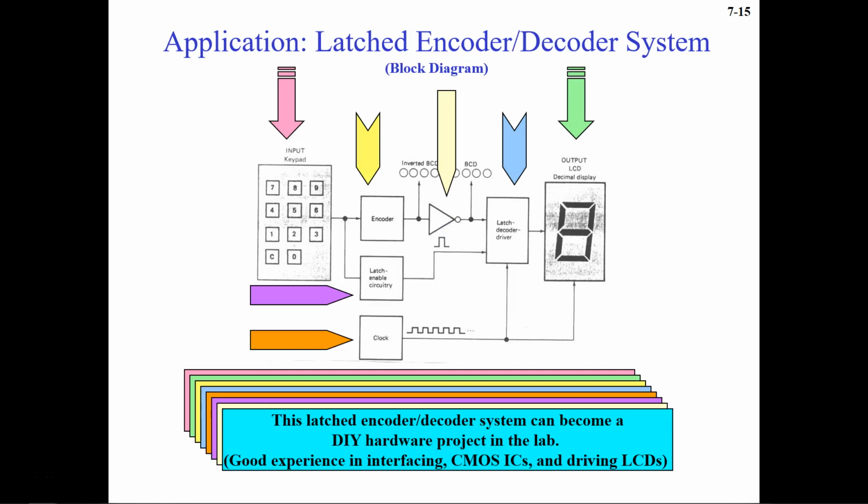Next we have this complement NOT gate, which basically inverts your inverted BCD into 4-bit BCD. So this latch decoder encoder system can become a DIY hardware project in the lab. You can actually make a PCB board, put all these components on it, and see how it works.